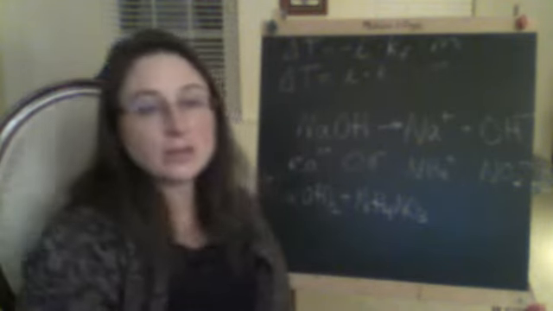i for ammonium nitrate. So ammonium nitrate, the formula for that would be NH4NO3. So when it dissolves, it'll form 1 ammonium ion, 1 nitrate ion, so i will be 2. So i for barium hydroxide is 3, i for ammonium nitrate is 2.